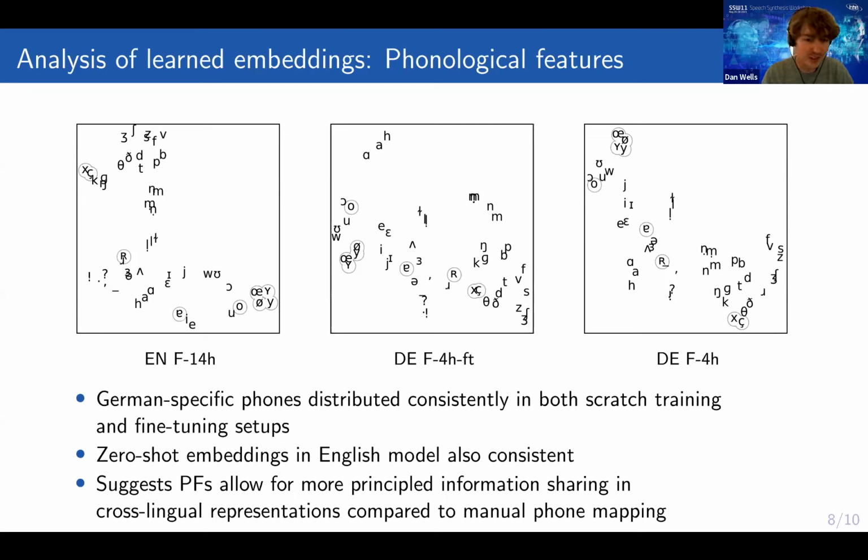And then we can also do this neat trick, because we've got a shared input vocabulary here. We just do a zero-shot embedding using the parameters of the English model. So this is exactly as it was at the end of the base model training. It has never seen any German data, never seen any of these phones. But we compose those phonological feature vectors and embed them here, and they end up more or less where you would expect them to. And I think this suggests that if you use these phonological feature vectors, it gives you maybe a more principled method for sharing information in this cross-lingual transfer learning.